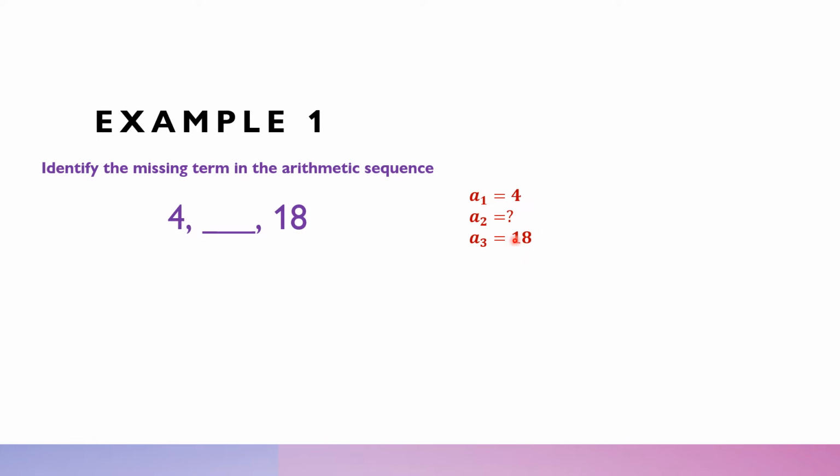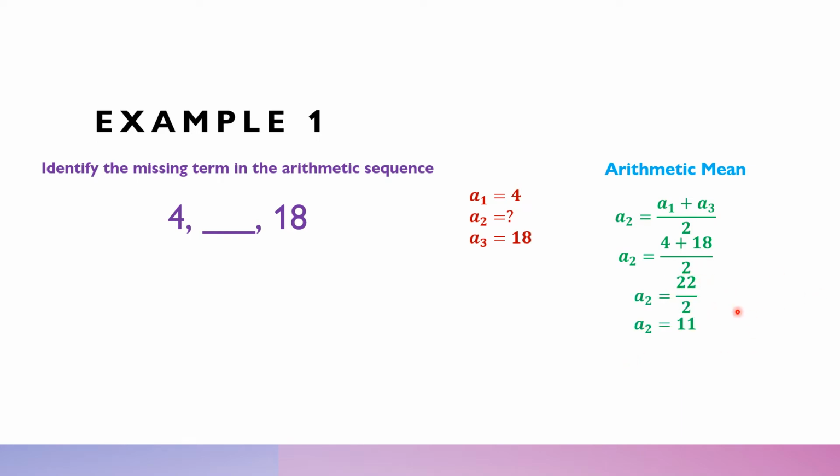Now, the logic here is that we want to solve the arithmetic mean. Mean is also known as the average. So you can get the average by adding the first term and the third term, then dividing by 2. In order to find a sub 2, we add the first term and the third term divided by 2. Substituting that, we have 4 plus 18 divided by 2, then we get 22 over 2, and that would be 11. So let's check.